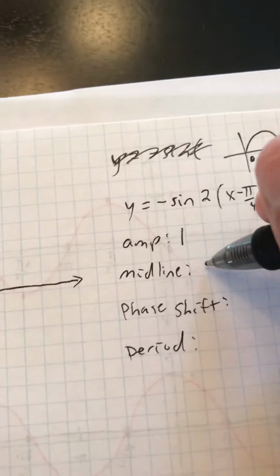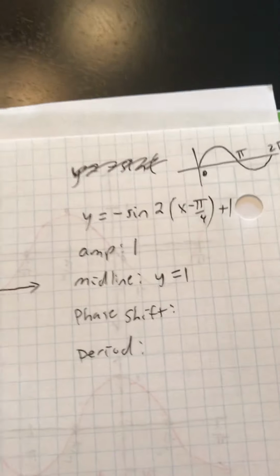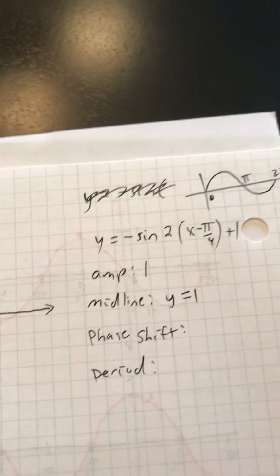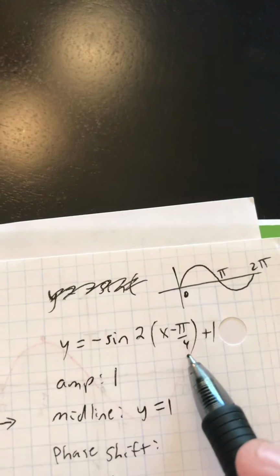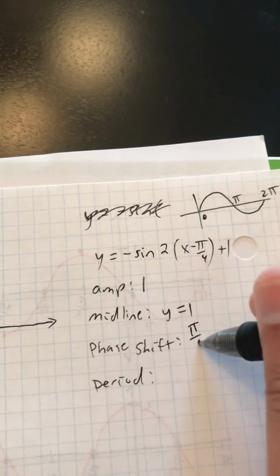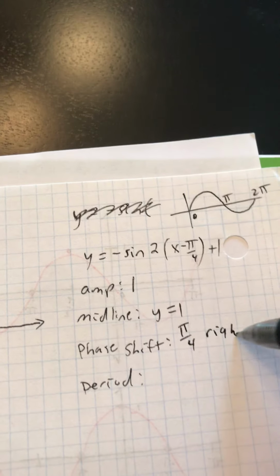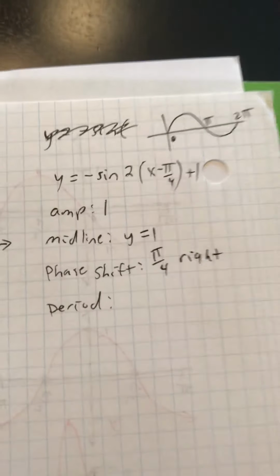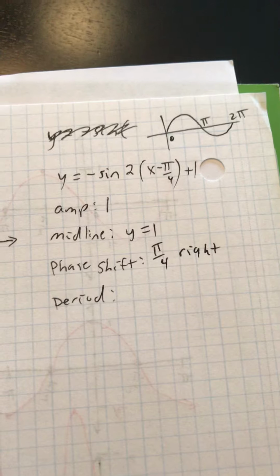The midline, we're adding 1 at the end, so that's going to shift the graph up 1. That's going to be y equals positive 1. Okay. The phase shift here, this is going to be shifted pi over 4 to the right. You can say that the phase shift is just pi over 4. I like to specify a direction. I just think it makes things more clear.